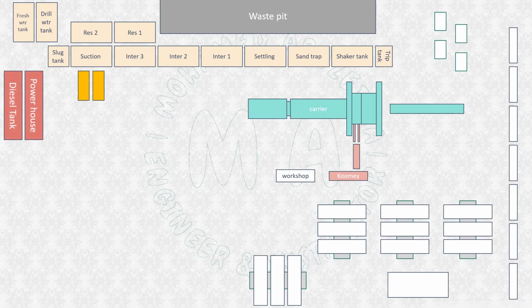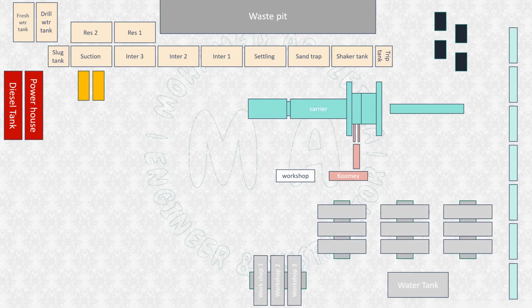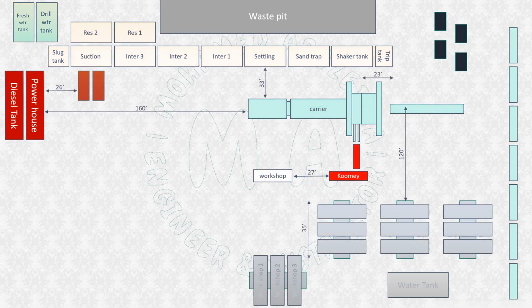These are powerhouse and diesel tank. These are tubular baskets. They are built around the location as a barricade, preventing anyone from entering the location except from the entrance. Finally, these are rig site camp and workshops. They should be built enough distance away from the subbase. The distance should be at least equal to the maximum height of the mast.